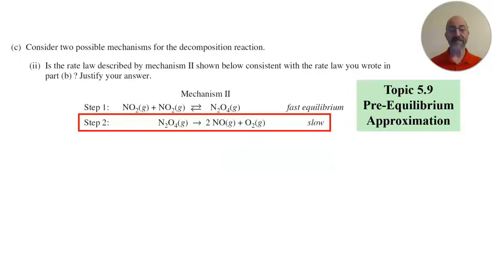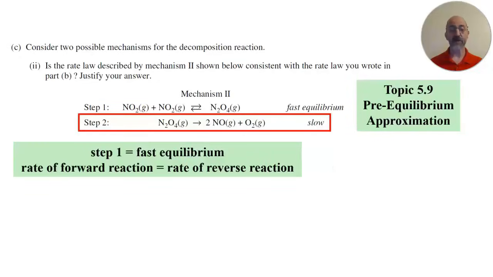So remember that step 1 is that fast equilibrium. The rate of the forward reaction is equal to the rate of the reverse reaction. So the forward reaction would be rate equals rate constant K for the forward reaction times the concentration of NO2 squared, because I see 2 particles of NO2 as reactants in step 1. And then for the reverse reaction, so going in the opposite direction, that would be the rate constant K for the reverse times the concentration of N2O4.